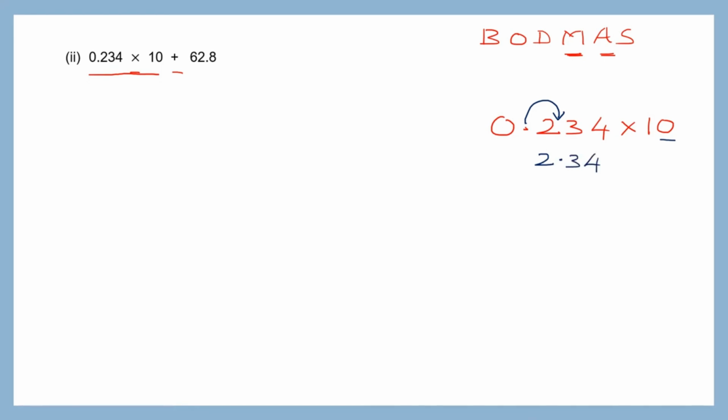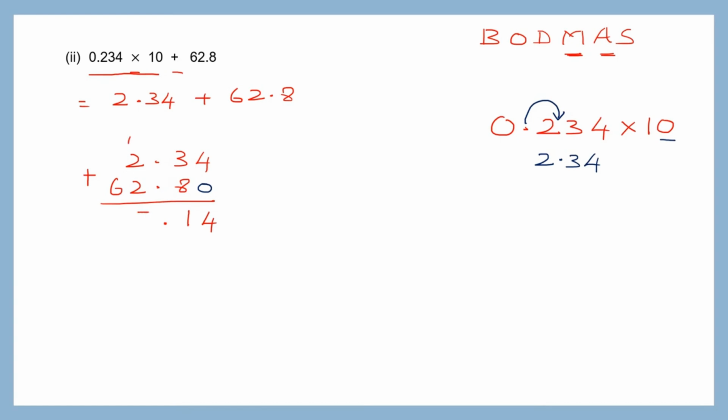2.34. Now I'm going to continue with my answer here. So the first step now becomes 2.34 plus 62.8. Let me do that addition. 2.34 and 62.8. Okay, so let's make them like decimals and then start with our addition. 4, 3 plus 8 is 11. I carry 1. 2 plus 2, 4 plus 1, 5 and 6. So what is my answer to this question? It is 65.14.